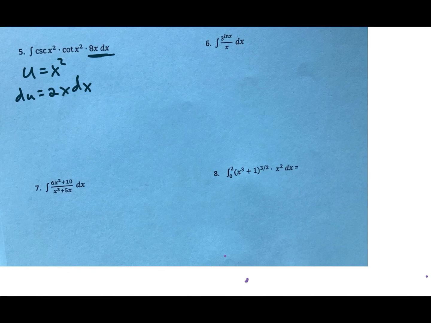And I've already got an 8x dx out here. I'll just show you that other way of thinking. If I pull a 4 out, this integral shown is going to be the same as 4 times the integral cosecant x squared cotangent x squared times 2x dx. And so then that's going to allow us to substitute in nicely.